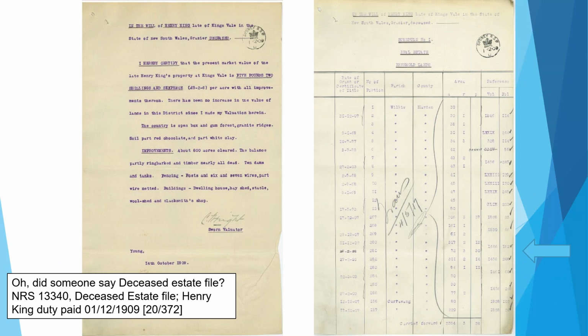And then, just because I couldn't resist, I just had to go back and have a look at his deceased estate file, which tells us about the property, it tells us about the improvements, it tells us about the fencing and what buildings were on the property at the time of his death in 1909. On the right-hand side there, we've got a list of all of his freehold property, including all his volume and folio numbers, which I could then go back to look at on the HLRV.